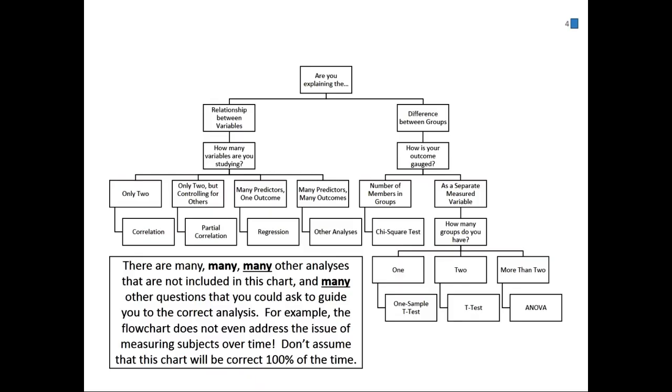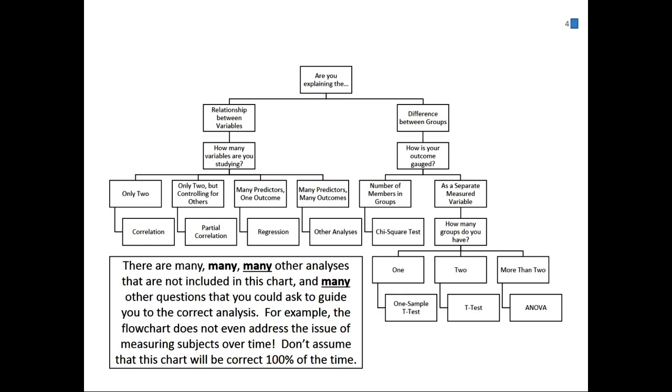So as you can see, we're going to go back to this chart that we've already seen once before. We're still going to stay in the right side of this chart. So we're still looking at the difference between groups. But last time when we went to the question, how is your outcome gauged on this right side of the chart, before we said the numbers of members in the groups, and that was for a chi-square test. Now we're looking at a separate measured variable. So we're looking at the difference between groups. We have a separate measured variable as our outcome.